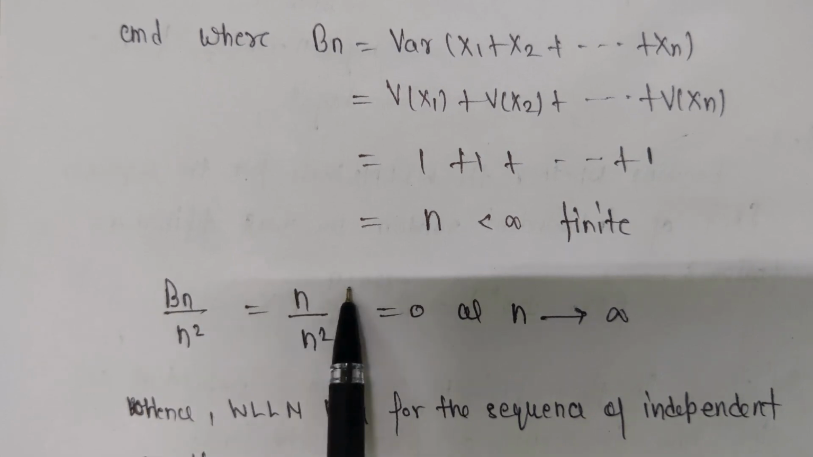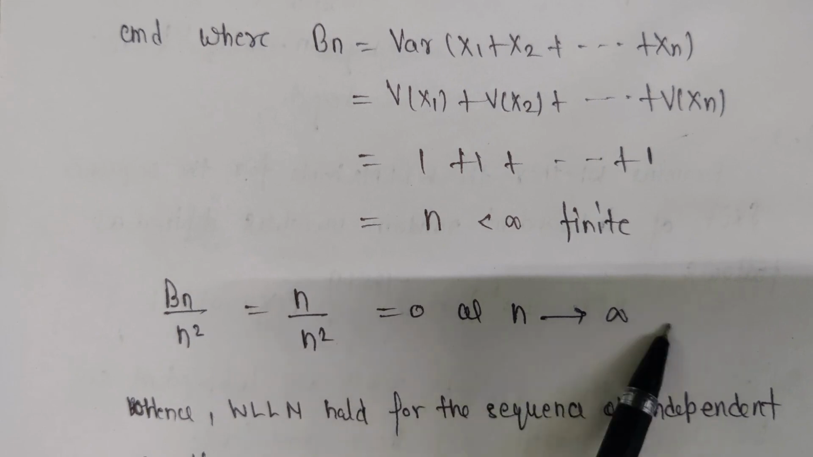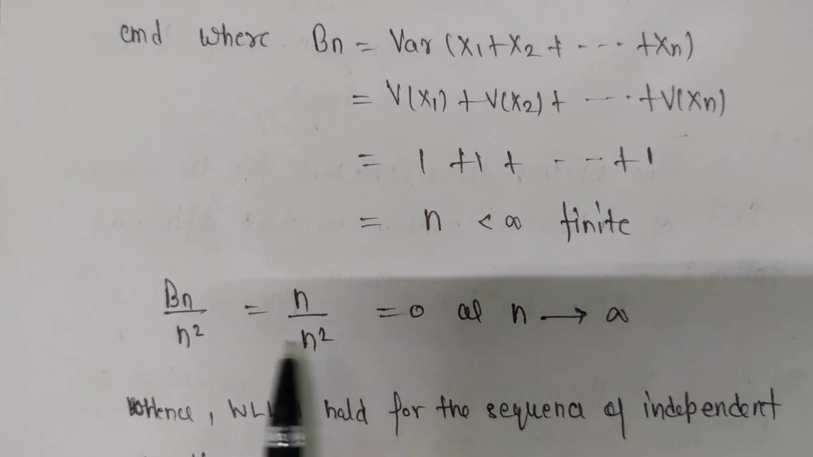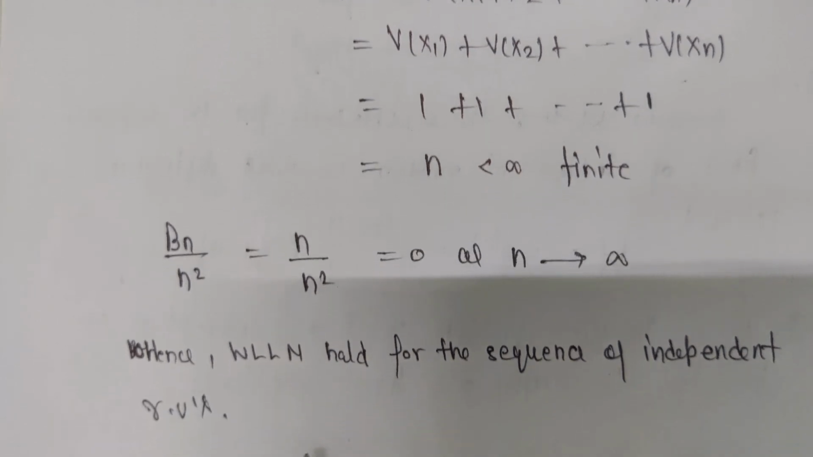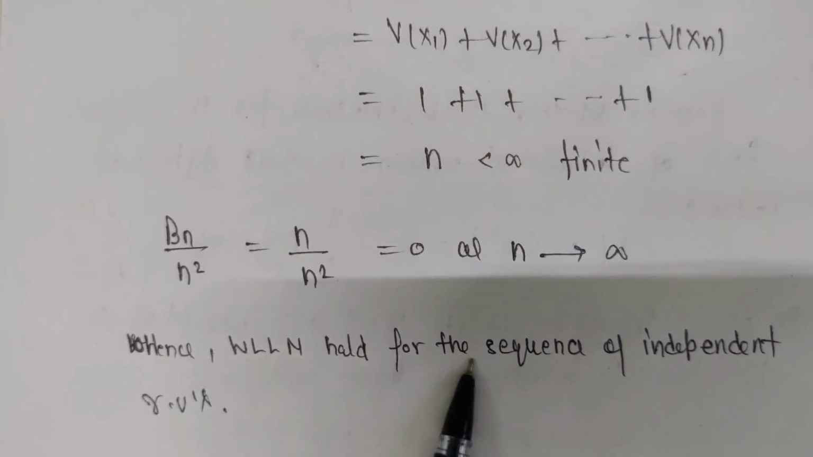So n cancels out, resulting in 1 upon n. So if n tends to infinity, then this value tends to 0, or converges to 0. So that means, hence, the weak law of large numbers holds for the sequence of independent random variables.